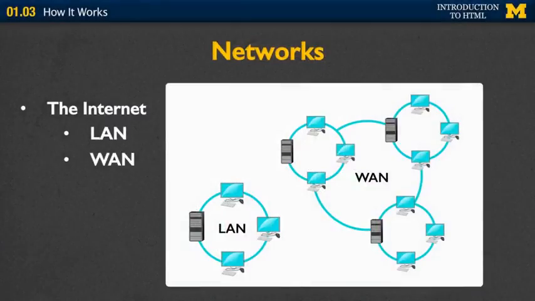Wide area networks are when you take multiple local area networks and connect them together. So perhaps you want to have offices on the East Coast and the West Coast, and you really don't want anyone to be able to connect unless they're part of your business. Well, then you would connect the local area networks for your business.